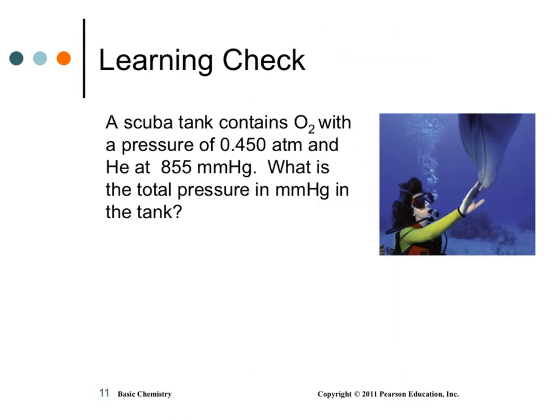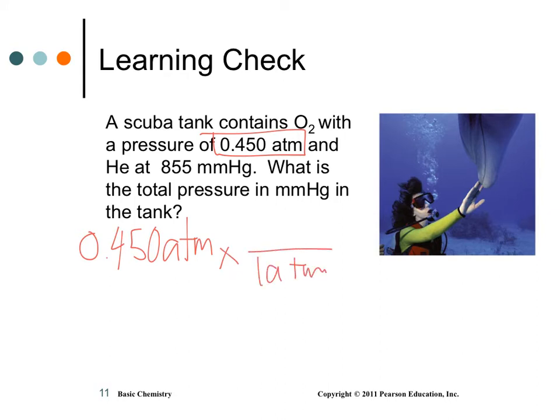All right. So this is a tough question. We have a scuba tank that holds 800, has oxygen at a pressure of 0.45 atmospheres, and helium at 855 millimeters of mercury. What's the total pressure? Okay, so basically, first of all, let's make sure that we convert each of these to the same unit, right? So 0.450 atm. Just doing this to make it tricky on you, you know. They couldn't give you both of the same units.